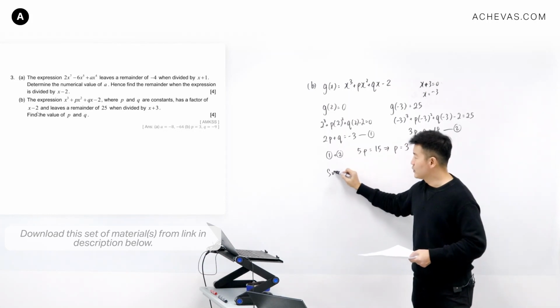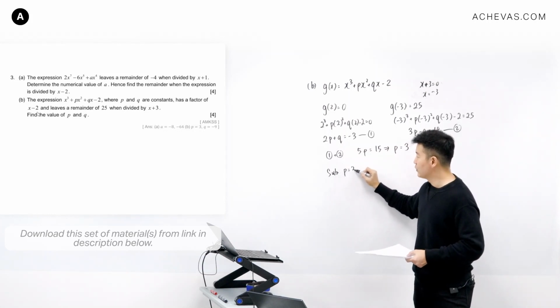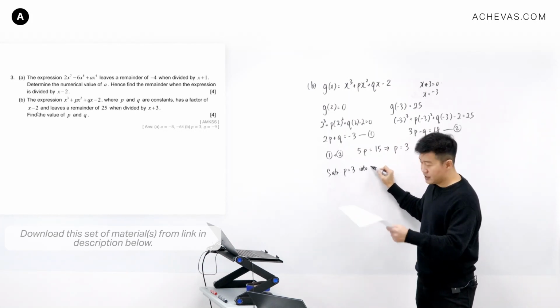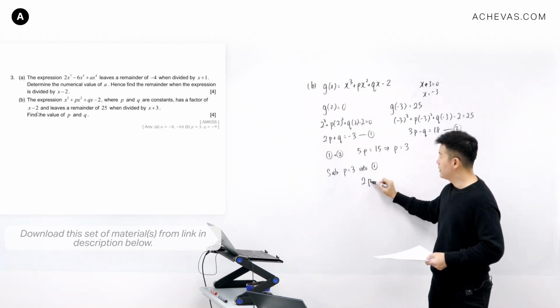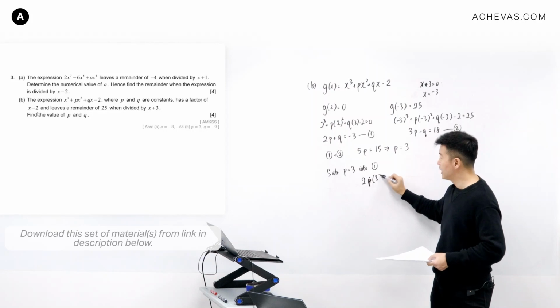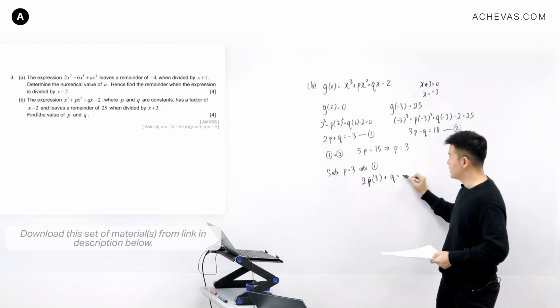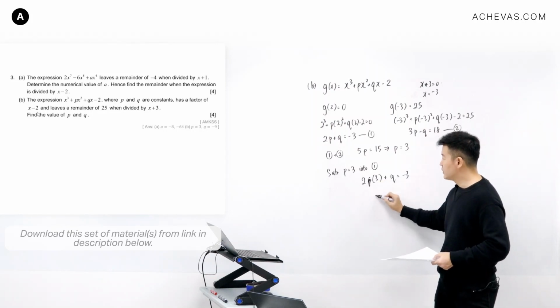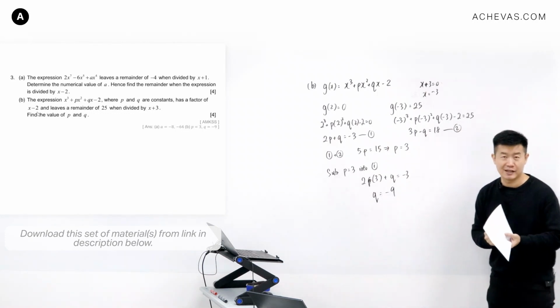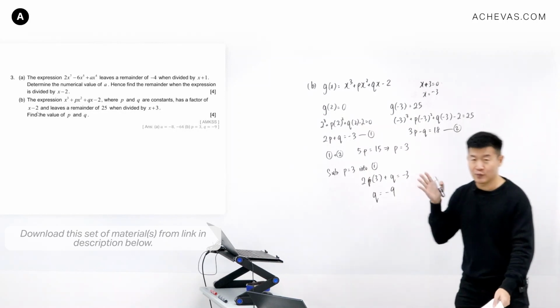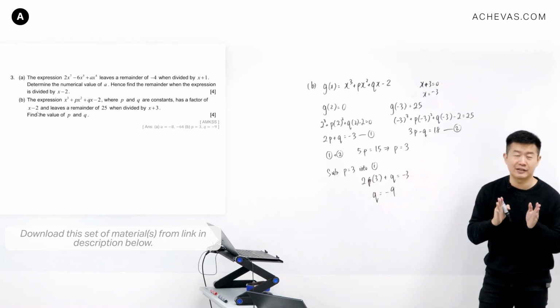And then I'm going to substitute p is equal to 3 into, let's say, equation number 1. So we have 2p, p is equal to 3, so 2 times 3 plus q is equal to minus 3. This will help me to solve for q. Q in this case is equal to minus 9. So this is the application of the remainder theorem and the factor theorem.